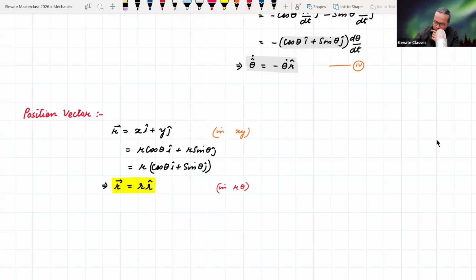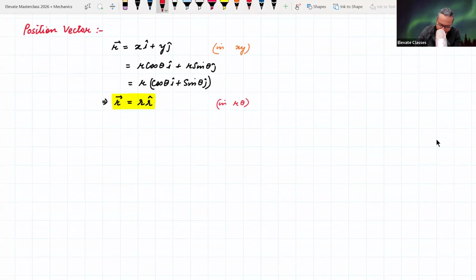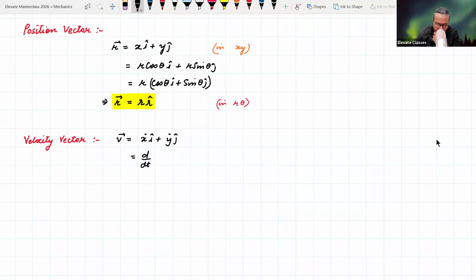So let us move on to the next quantity, which is the velocity vector. Which is v is equal to x dot i cap plus y dot j cap. So what is x dot? d upon dt of... Let's write it in this manner. It is dr upon dt. So this is equal to d by dt of r r cap. So this is in xy.